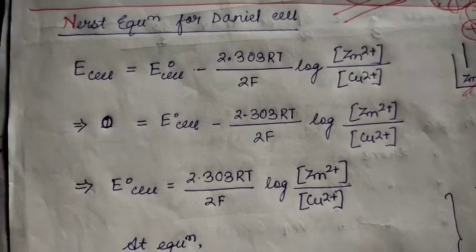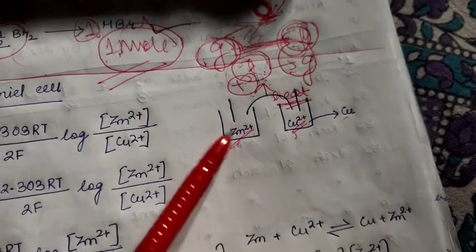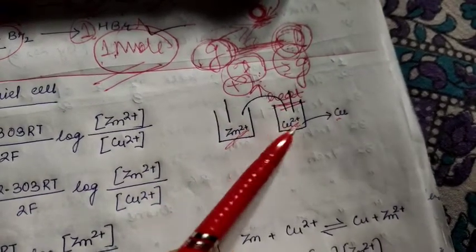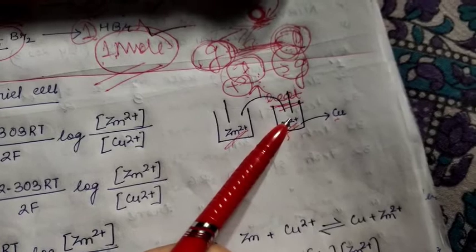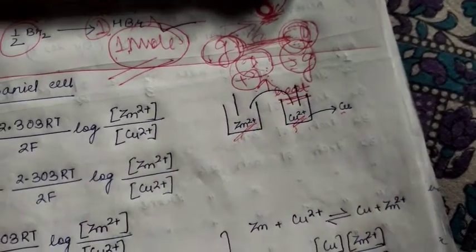So we will continue with the Nernst equation for the Daniell cell. In the Daniell cell, you know that a zinc electrode was there and a copper electrode was there. The zinc electrode was giving out Zn2+, and whatever Cu2+ was present in the solution was being converted to Cu. That was the overall concept that we have learned till now.